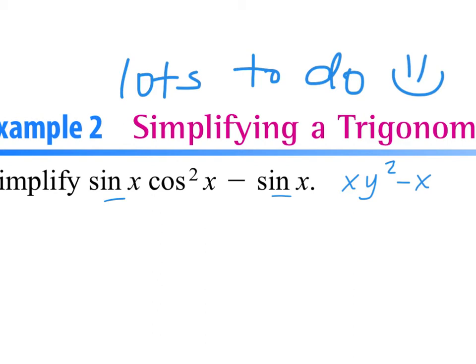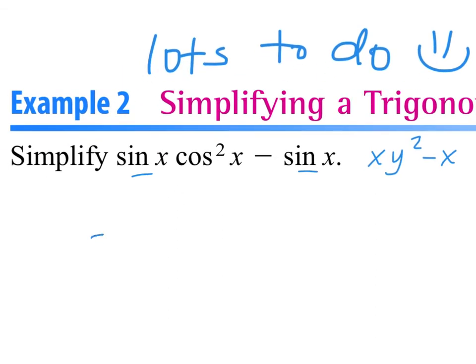They both have an x. Okay, so this is what we're going to do. When we talk about simplifying, we're trying to make this smaller. If you can, try and make it all the same trig function. So we're going to go through this together. I'm just rewriting the problem.